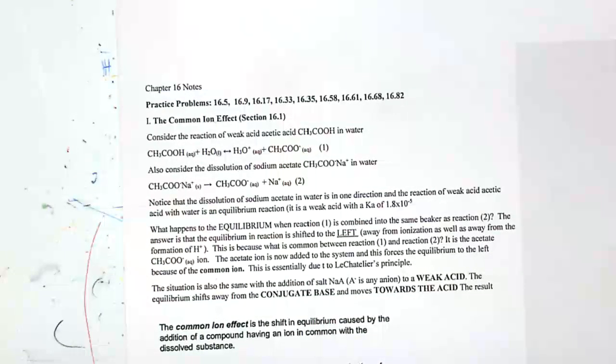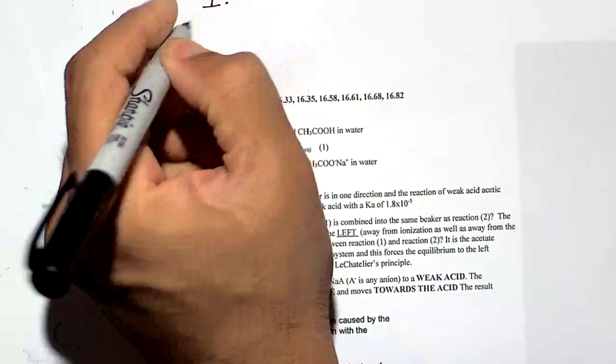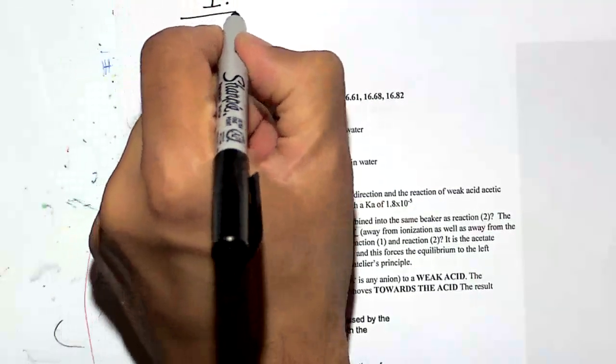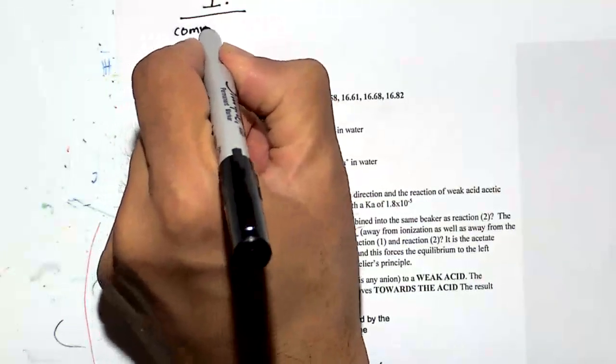There are three main points that I want to talk to you guys about in chapter 16. All right. The first point here is what's called the common ion effect. This is something I'll go over.